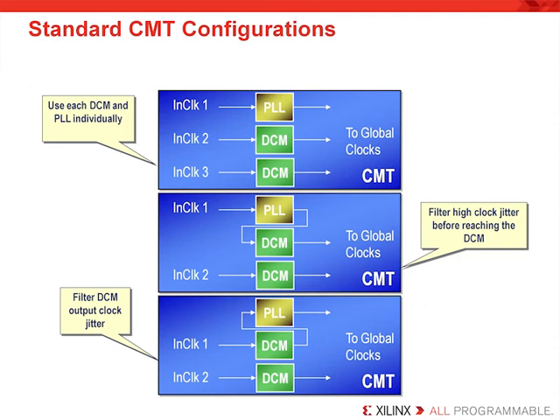Within each CMT, the DCMs and PLLs can be cascaded together through direct local connections. And there are really 3 primary configurations, as we can see from this diagram, that most customers use. First of all, the top one, configuration 1, is very common in the sense that all 3 clocking elements, that is 2 DCMs and 1 PLL, can be used independently for whatever purpose. In configuration 2, the PLL can be used to condition an input clock jitter before passing the clock to one or both DCMs for clock generation functions.